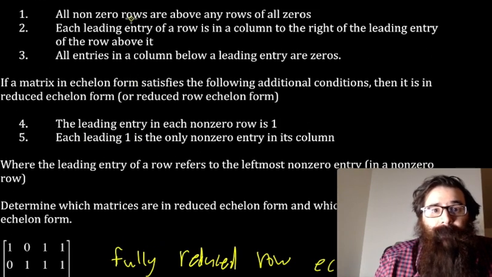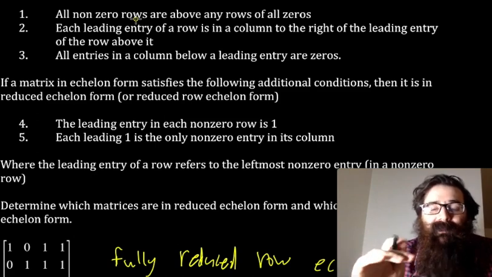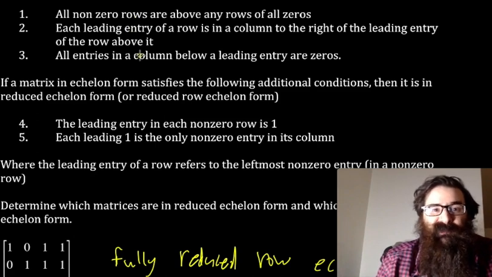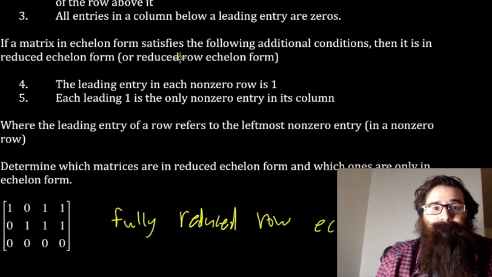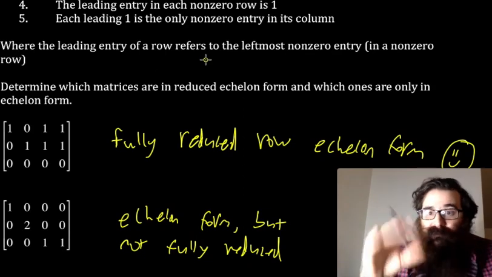So just to recap, I need 0 rows all at the bottom. I need this nice diagonal motion to the leading entries. I'll go over that in just a second. The entries below a leading entry have to be zeros column-wise. And to get that fully reduced row echelon form, I need the leading entries to be 1s, and I need that the leading one is the only non-zero entry in its column, so zeros above and beneath it.